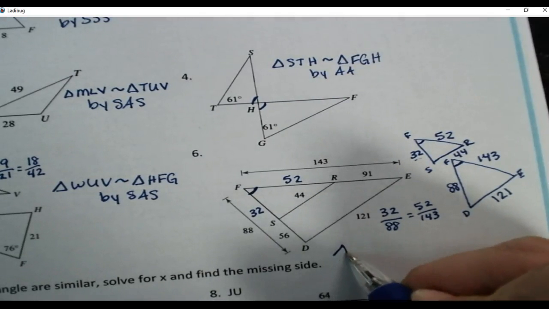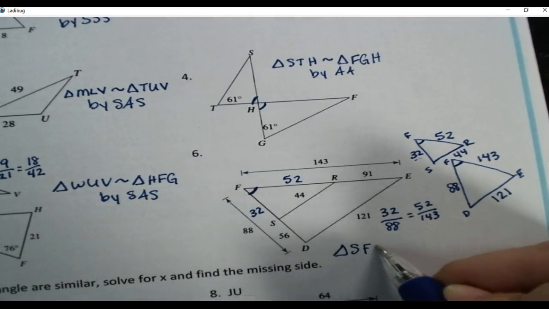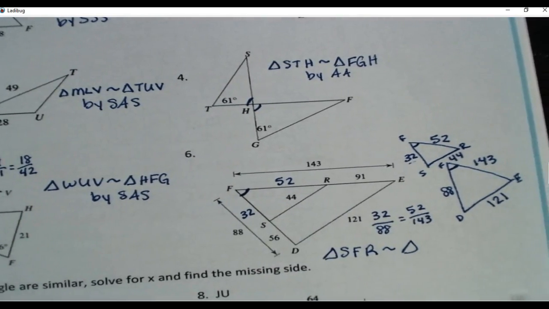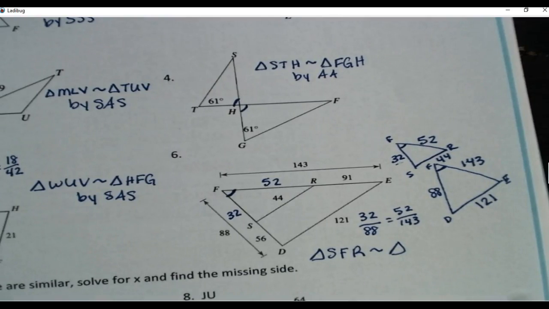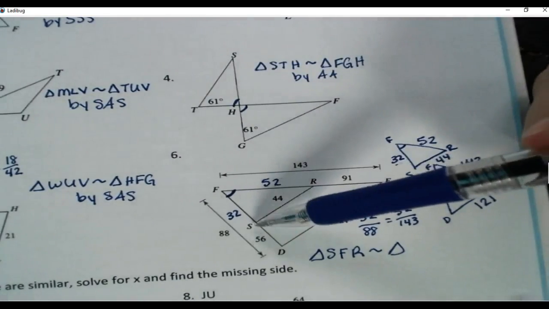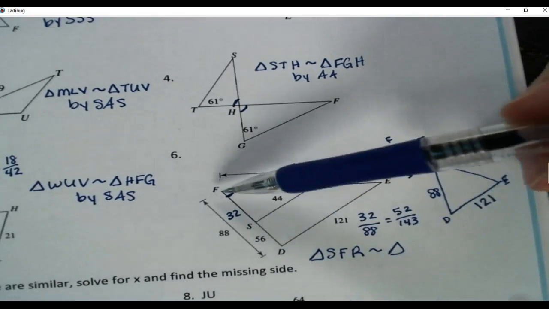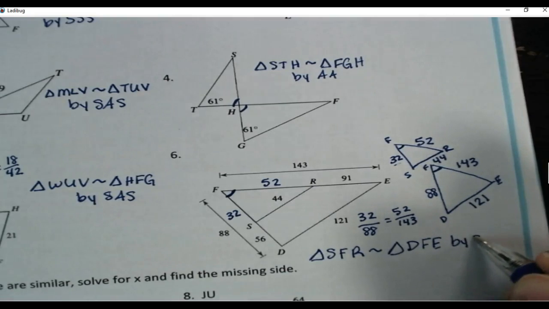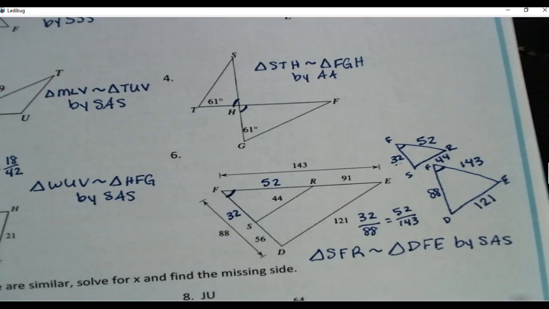So then we can say triangle SFR is similar to DFE. SFR matches DFE, and we did it by side, angle, side. Again, you also could have done 44 over 121 and assumed side, side, side. So some of them you can assume in different ways. Questions?